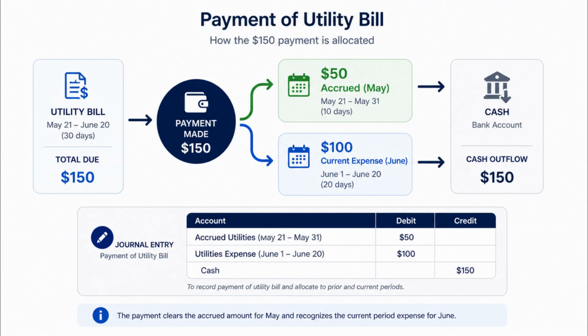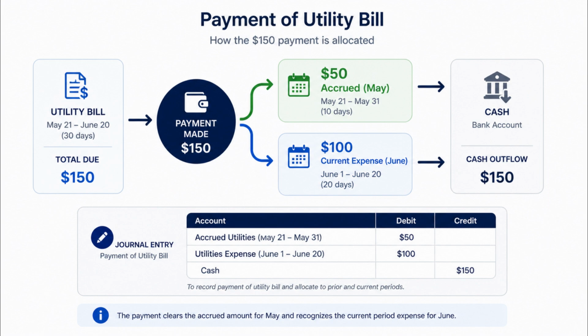So now the bill gets paid. $150 leaves your bank account, but there are actually two correct ways to handle this in a system. In scenario one, we have a direct clearing system. It's a simpler system. In the simpler system, you clear everything directly.